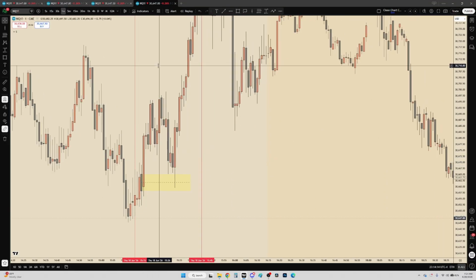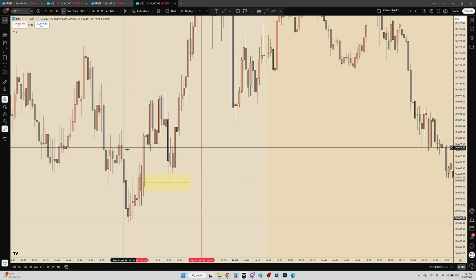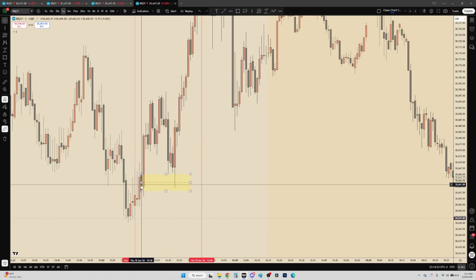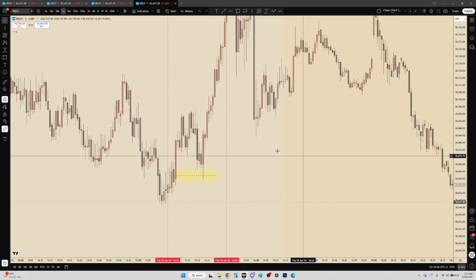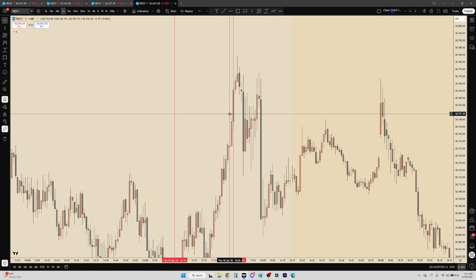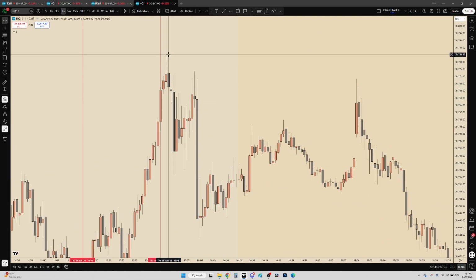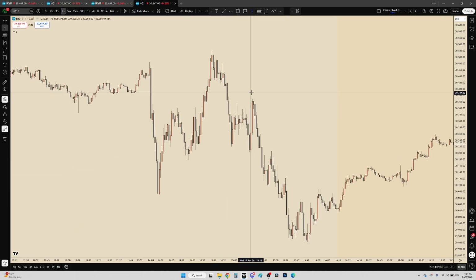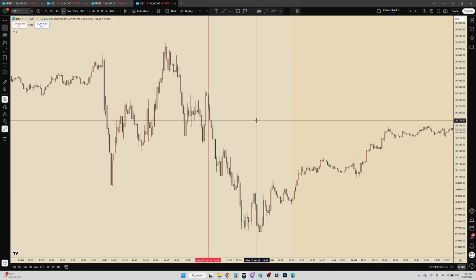Macro started, took off, expanded, change in state of delivery, fair value gap. It decided to dig deeper into the bullish order block, and then we expanded higher from there all the way here. And then after the macro ended, it went a little bit higher, and then it just fell back down. 15-15 here, and then we have 15-45.